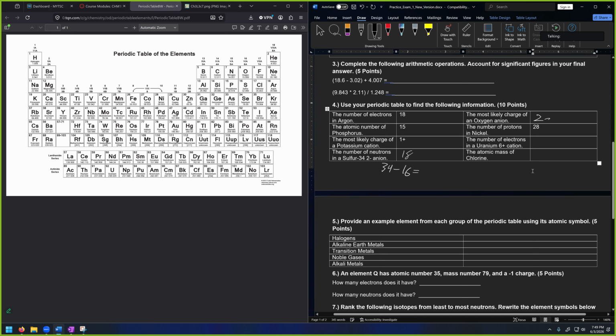Number of electrons in a uranium 6+ cation. In order to figure this out, we have to find uranium. It's way down here in the actinide series. If you haven't put this together yet, the heavier the element is, the more likely it is to be radioactive. So anytime you're dealing with any of the radioactive stuff, usually look to the very last row on your periodic table. So uranium right here, it has 92 protons, which means it usually has 92 electrons.